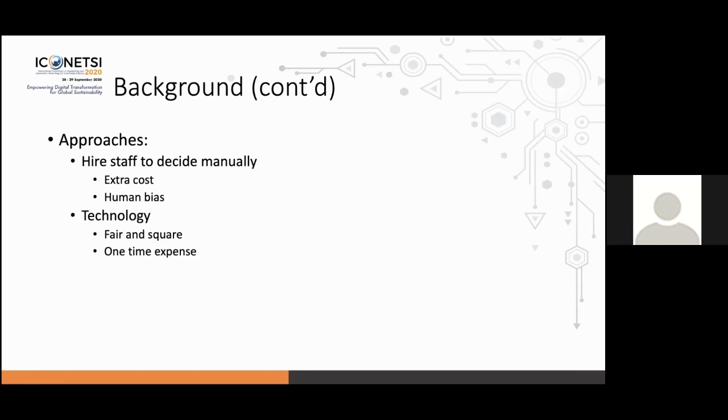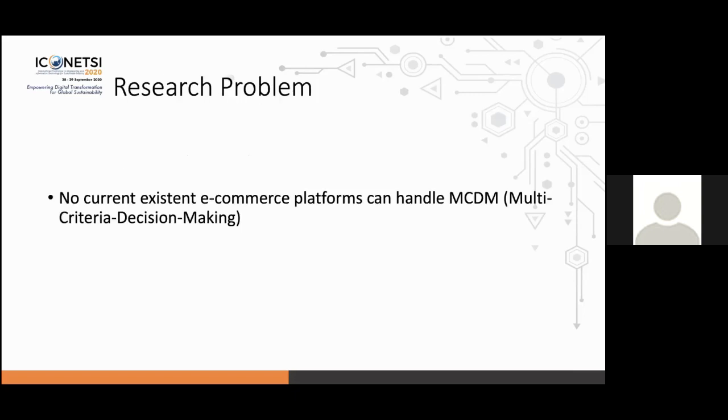Therefore, we'd like to use technology to ensure fair and square decision making. And even though the initial cost is higher, this will be a one-time expense. It will be a one-time long-term investment that won't need recurring technological investment. The research problem here is that there is no currently existing e-commerce platform which can handle our need of MCDM for the catering business. MCDM in short means multi-criteria decision making.